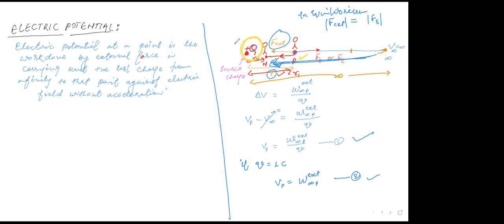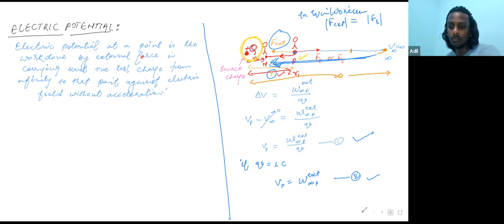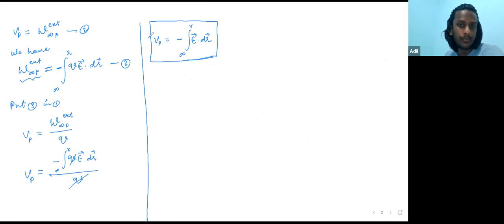Okay. The second point, which is important to notice here: again, in the final equation, we get a negative sign here. In the final equation, we can see this is your negative sign. Are you clear or not?